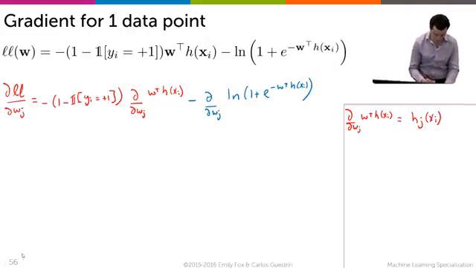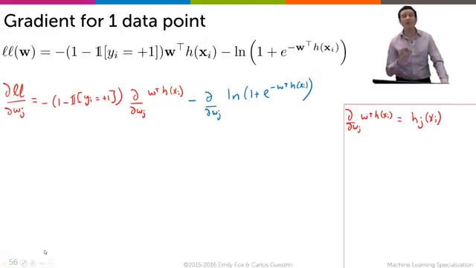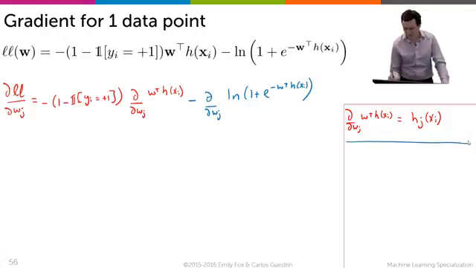Now let's look at the second term. So the second term is where the beauty of the universe comes to play. You're going to end up with something extremely simple, extremely beautiful. So the question here is, what is the partial derivative with respect to wj of this crazy function, log of 1 plus e to the minus w transpose h of xi?